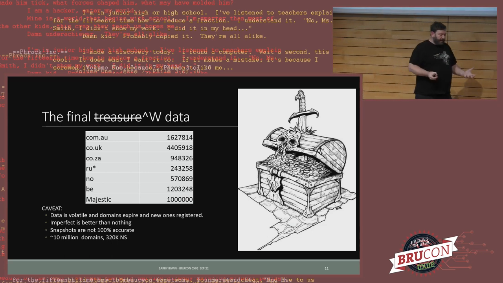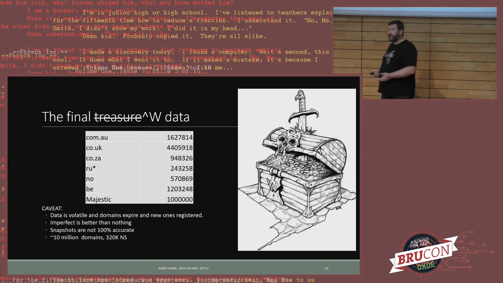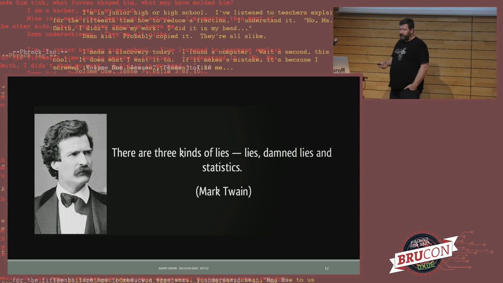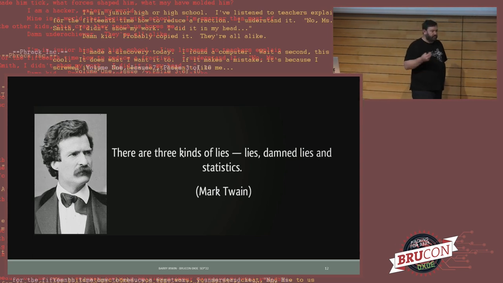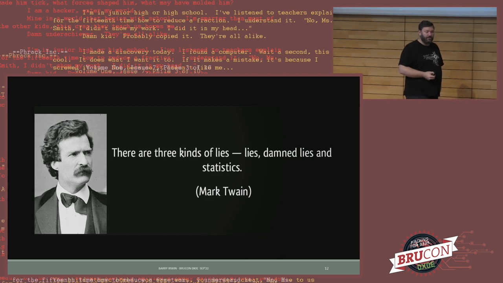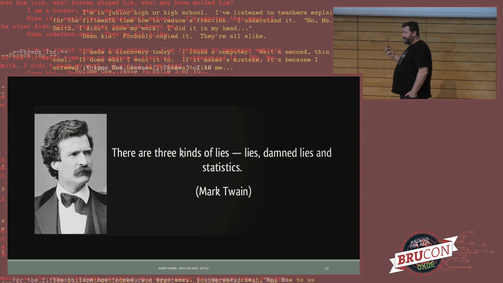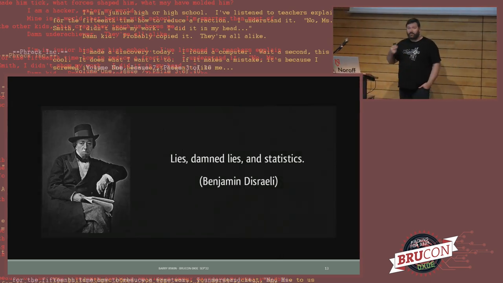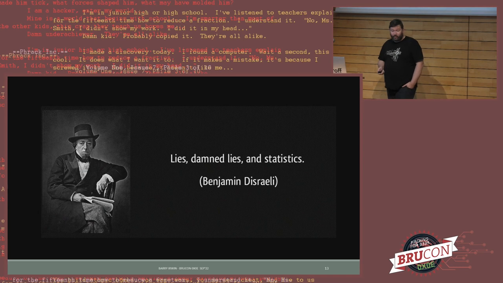And to sum it up, we've looked at 10 million domain names, which span around 320,000 individual domain name servers or DNS servers. And so the question is, well, there's statistics. And so we'll flag with the quote that's attributed to Mark Twain: there's three kinds of lies: lies, damn lies, and statistics. And to make it even worse, the same quote is generally attributed to Benjamin Disraeli as well, also saying lies, damn lies, and statistics. So is it really a lie?